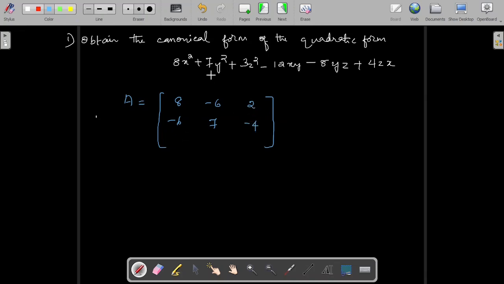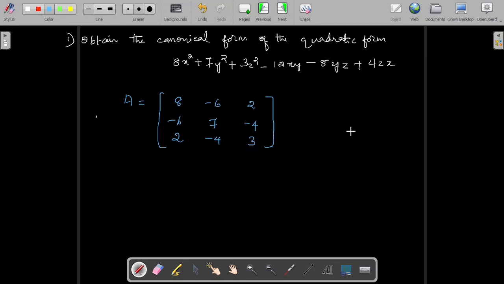Then the third row is for zx, zy and z square. So the coefficient of zx is 4 by 2, which is 2. Then the coefficient of zy is minus 8 by 2, minus 4. Then the coefficient of z square is 3. So this is the symmetric matrix associated with the given quadratic form.